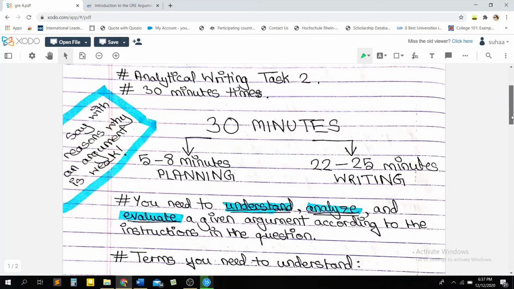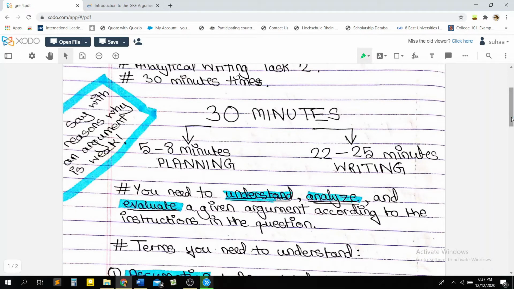Among the 30 minutes, I recommend you dedicate 5 minutes of your time to planning, but if you exceed that, then don't go beyond 8 minutes of planning, because remember that you're going to sit for the computer-based GRE. You're going to have to type a lengthy essay within just, if you spend 8 minutes, then you'll get like 22 minutes or 20 minutes to type the essay.